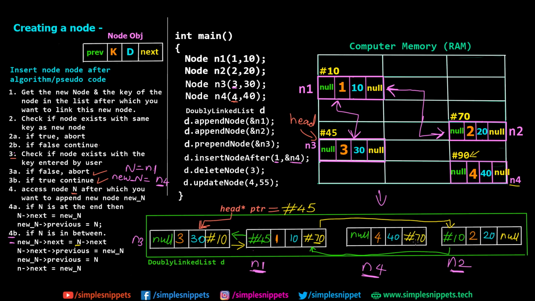Now hash 70 is the address of n2, right? From the memory chart you can see this is the address of n2. So what we did, we linked this, correct? Let's see the next step now.